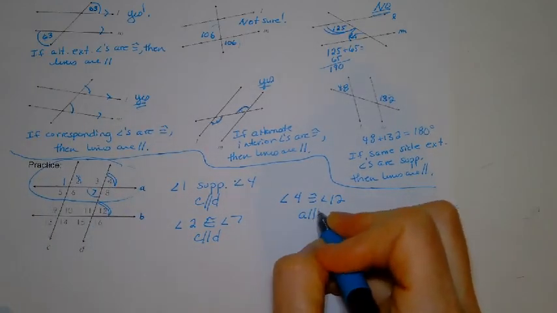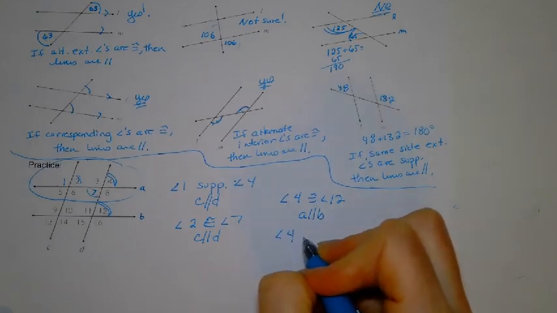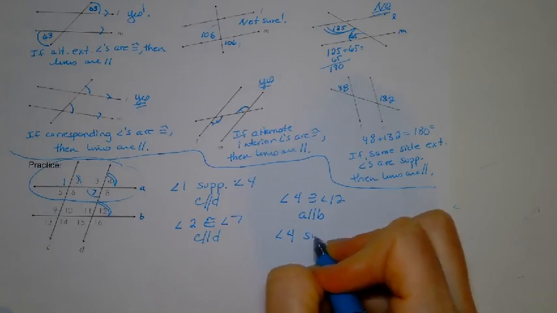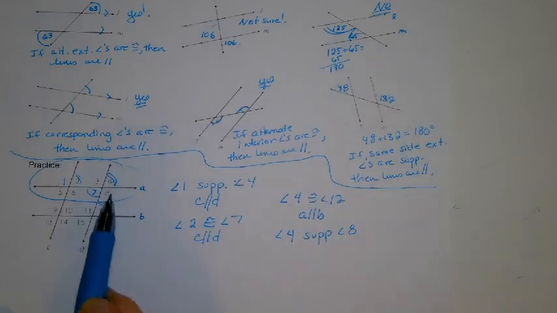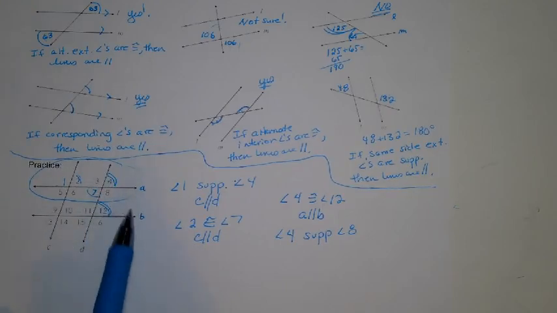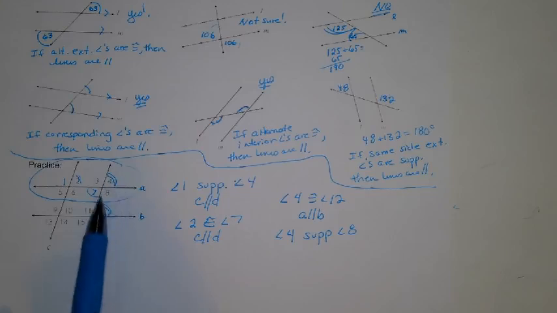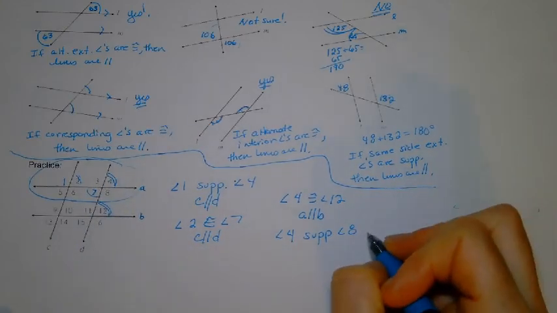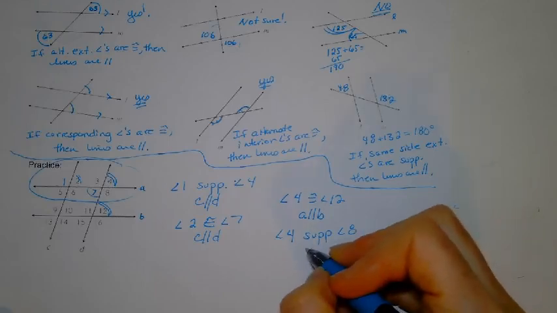Now what if I said angle 4 is supplementary to angle 8? Well, that's true because those are a linear pair. But does that show us that lines A and B are parallel, or that lines C and D are parallel? No. This is just telling us that this linear pair is supplementary, and we already knew that. All linear pairs are supplementary. So this does not show any parallel lines. Not sure what would be parallel there, right?